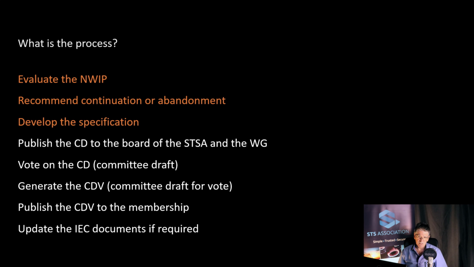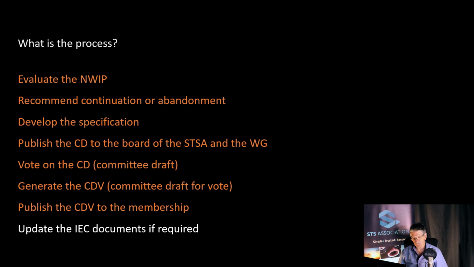Then develop the specification to a state we want it in, publish the committee draft to the board of the STSA and the working group. That committee draft gets looked at, they vote on the committee draft, and if they approve it, then a committee draft for vote is generated. That CDV is then published to the entire membership of the STS Association. Once we receive the votes back, usually we give a month for voting.